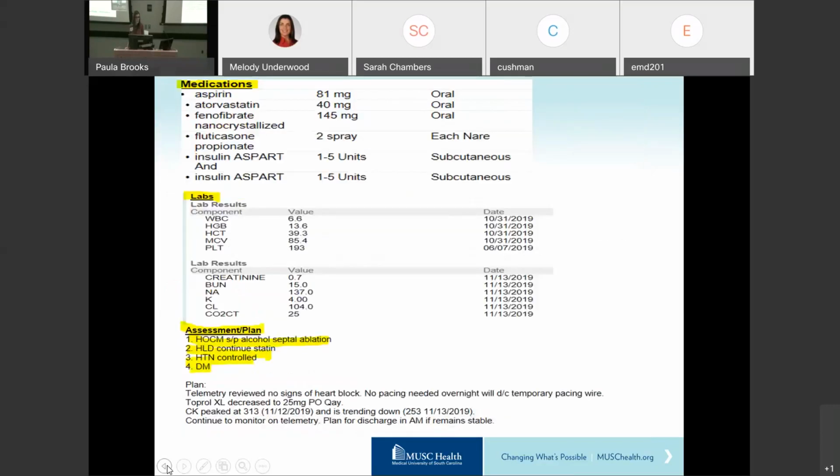We have medications, we have labs. This patient is status post alcohol septal ablation, hyperlipidemia, and is going to continue on statin. Hypertension is controlled. Diabetes doesn't say that it's out of control, so we have to assume that it's controlled. We're going to continue to monitor this patient and plan for discharge in the morning if the patient remains stable. So let's put this note together.